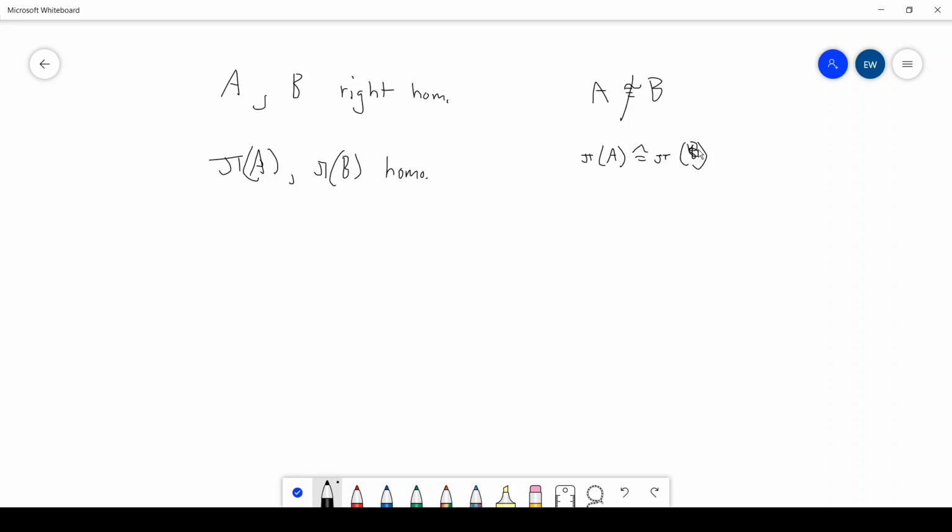However, oh God, my handwriting. However, if A and B are equivalent, then we'll know that their projections are also equivalent. So this implication does imply this way. If they're equivalent, then the projections are equivalent, but not the other way. You could have equivalent projections, but not equivalent unprojections, I guess.